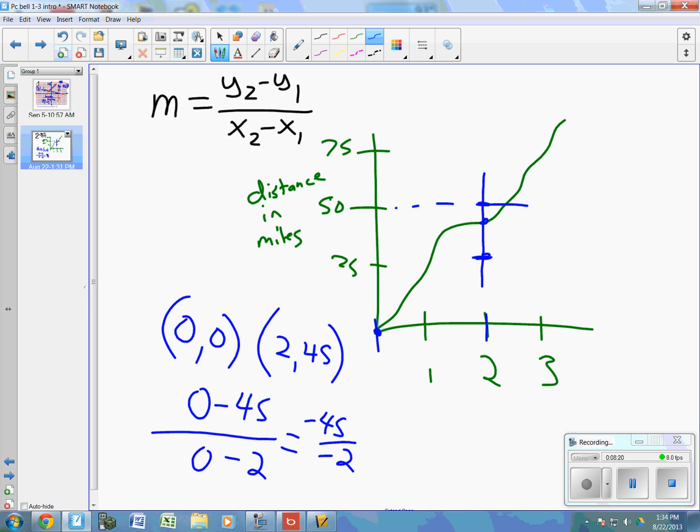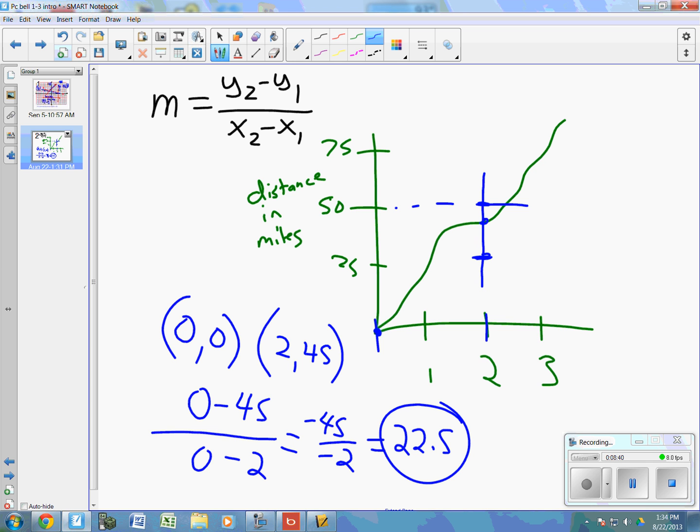If you did 45 minus 0 and 2 minus 0, which you can do too, then you're going to get positive 45 over positive 2. But what's a negative over a negative, you guys? Positive, so it didn't really matter. We made it positive anyway. What's 45 divided by 2, everybody? 22.5. How many of you guys got that?